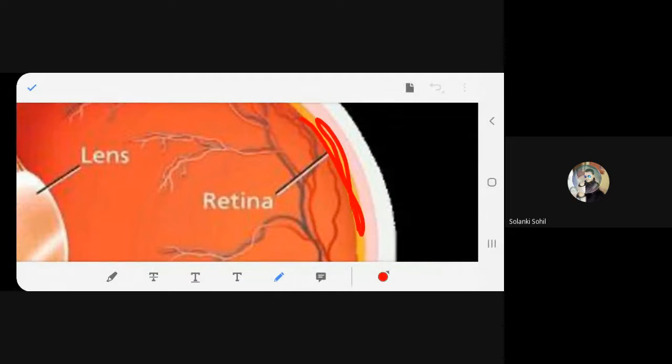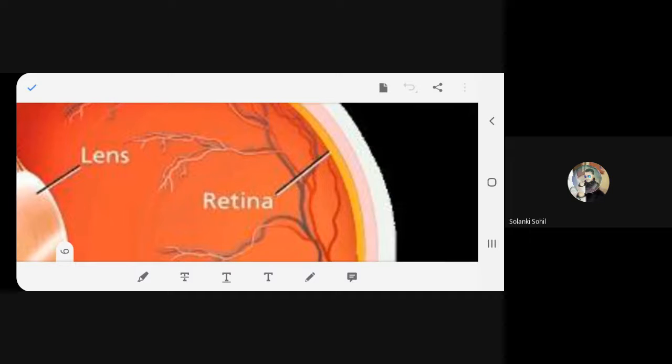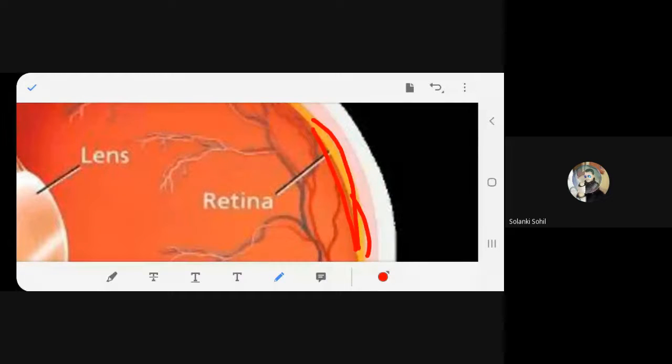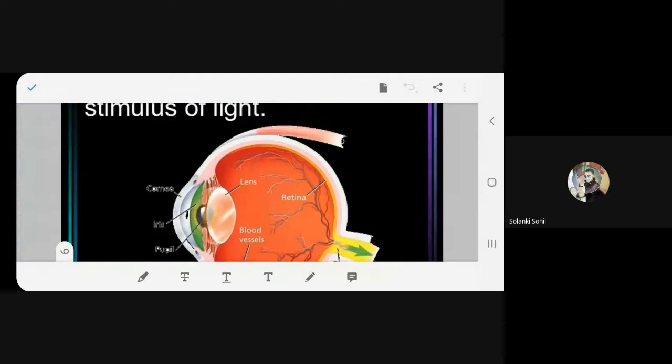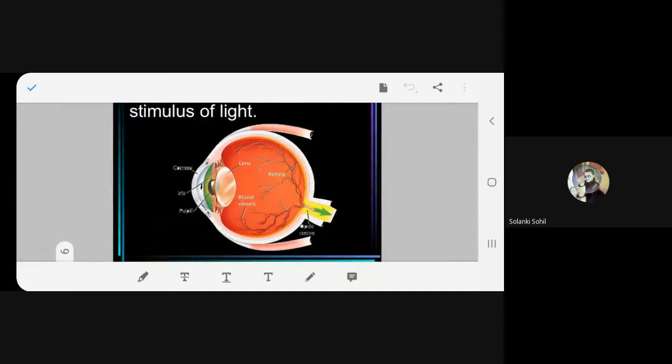Can you see this yellow color? Retina. The one which I have highlighted. This yellow colored border is where the image is formed. Any problem? No, ma'am. This is how the eye looks like. And whatever you see, this message goes to the brain.